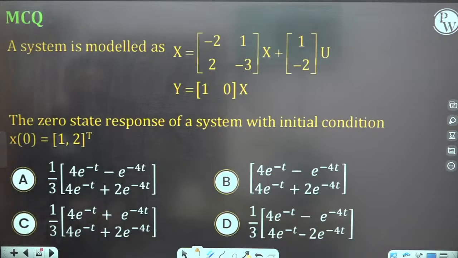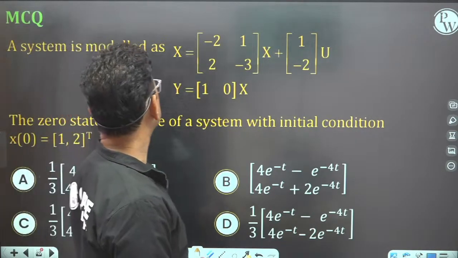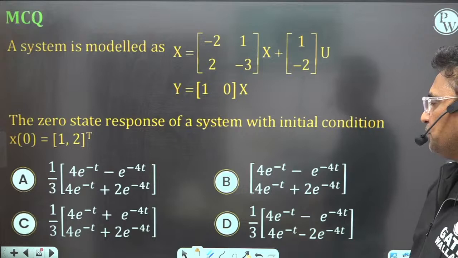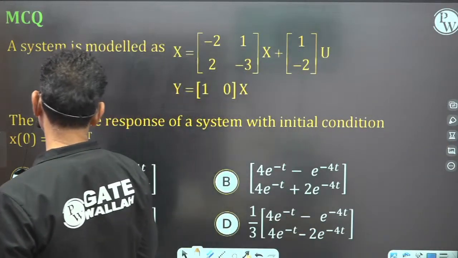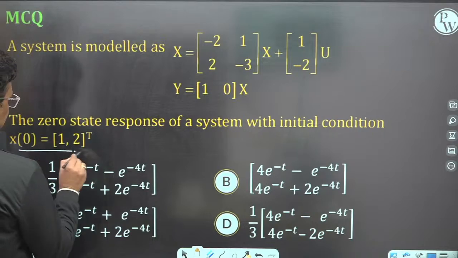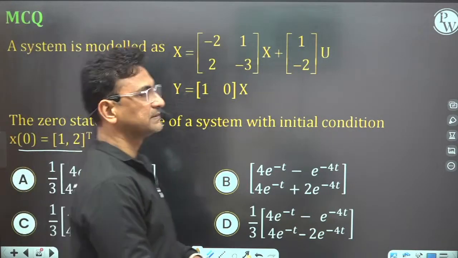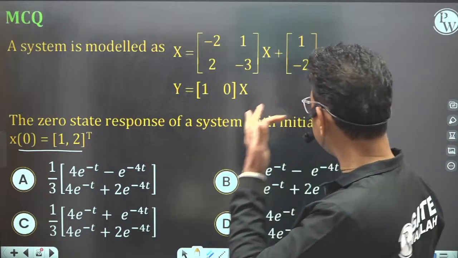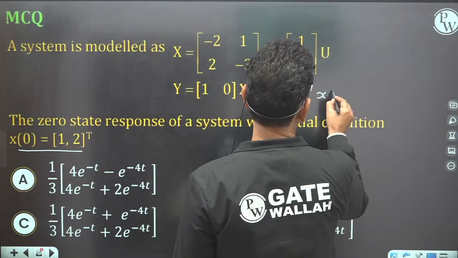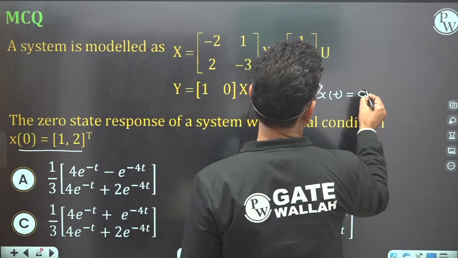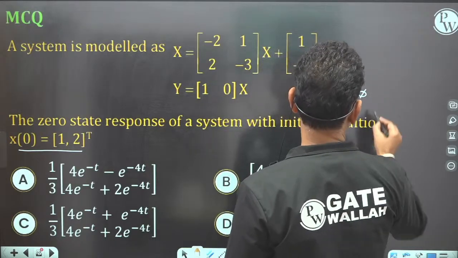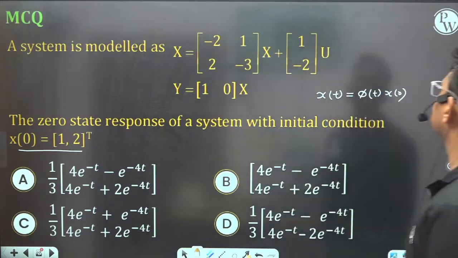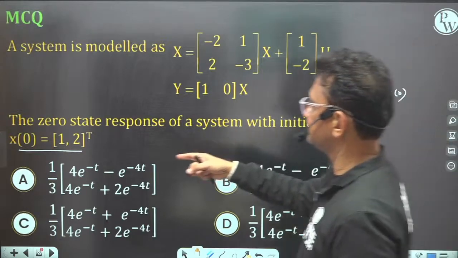Okay, now come to the second last question from the state variable. The state equations and the output equation are given to you. You have to find out the zero input response, if the initial condition is [1, 2] transpose. How to find out the response? It is nothing but phi(t), the state transition matrix, into x naught. So x naught is already given to you.